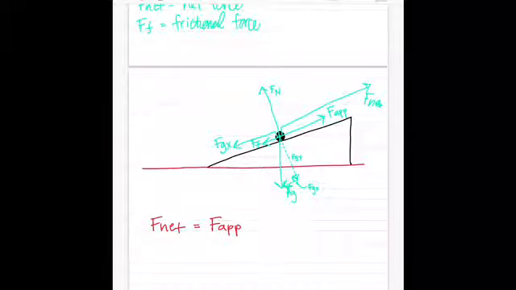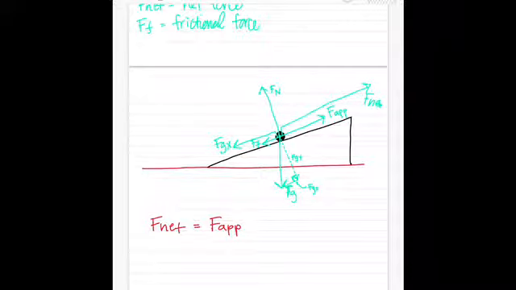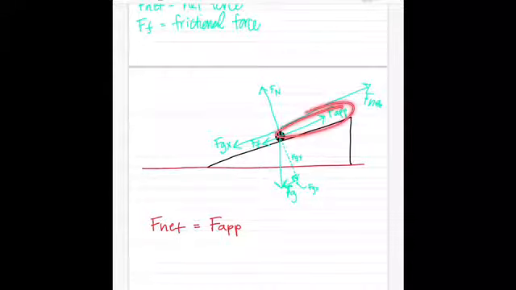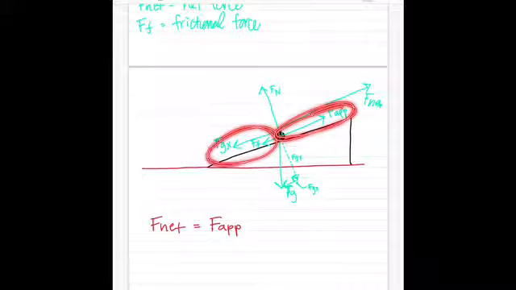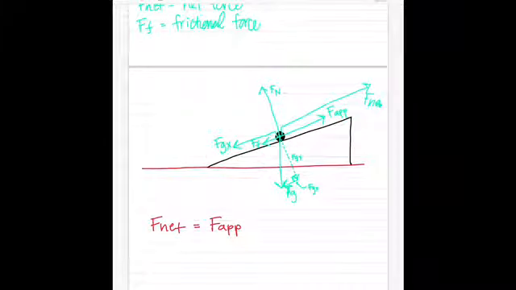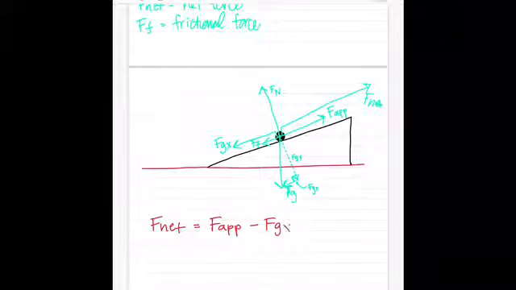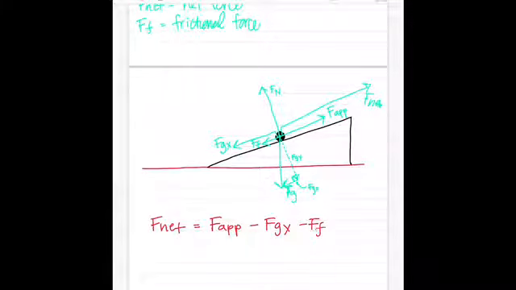applied force. Now, applied force is here. Oh, I just erased it. Wrong button. Applied force is here. These two are opposing applied force because they're in the opposite direction. So that means that you subtract both of them. Okay. And that's it. That's all for that one.